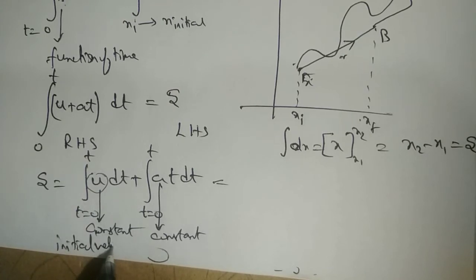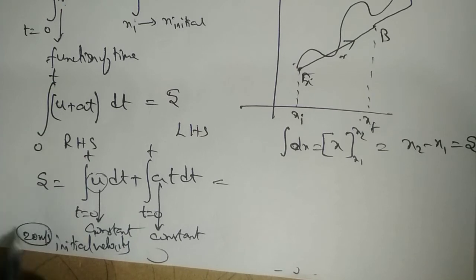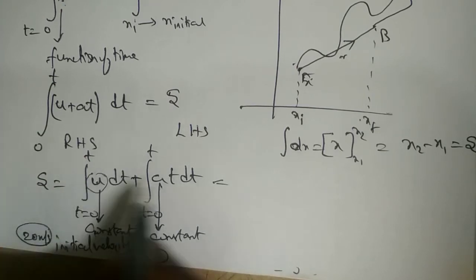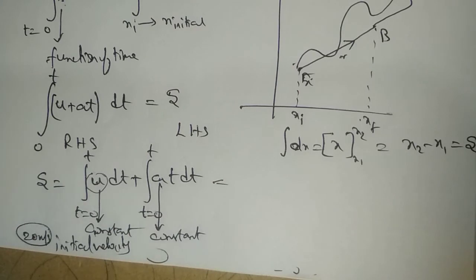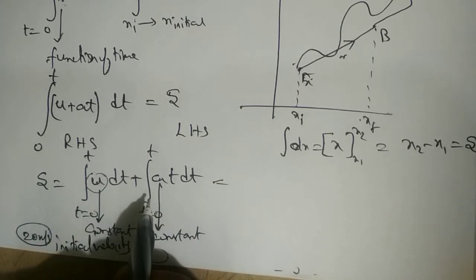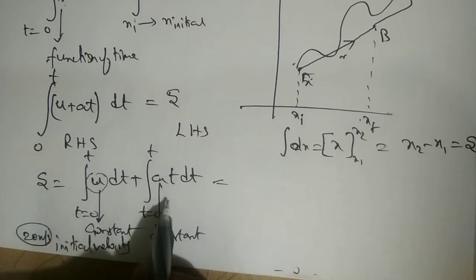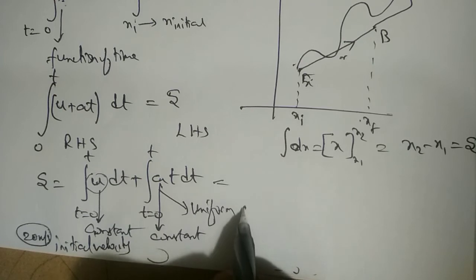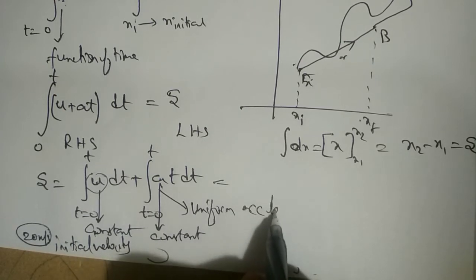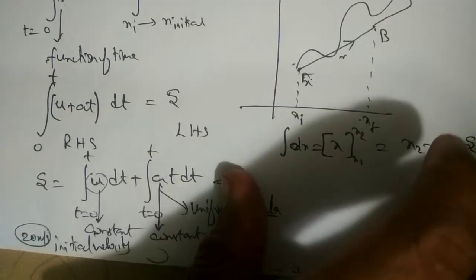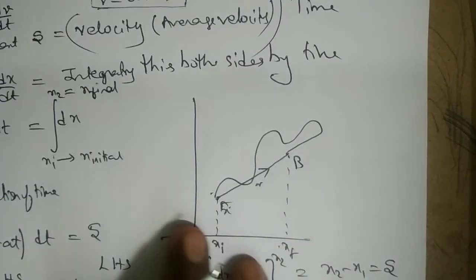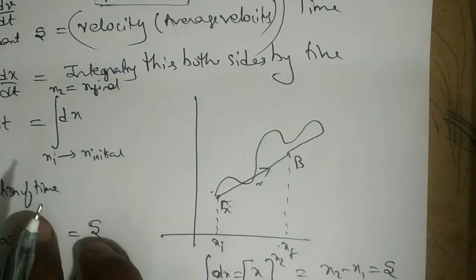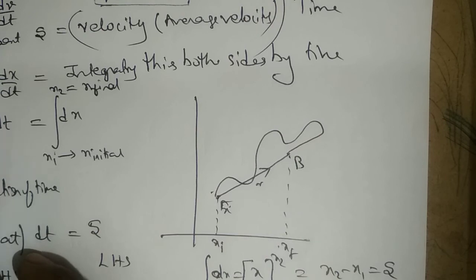Initial velocity, like something like 20 meters per second or whatever. U is a constant. A is also a constant because the whole base fundamental of one-dimensional motion is uniform acceleration. Okay, that's fine. So we're going to integrate this on the next page. It's an easy integration.